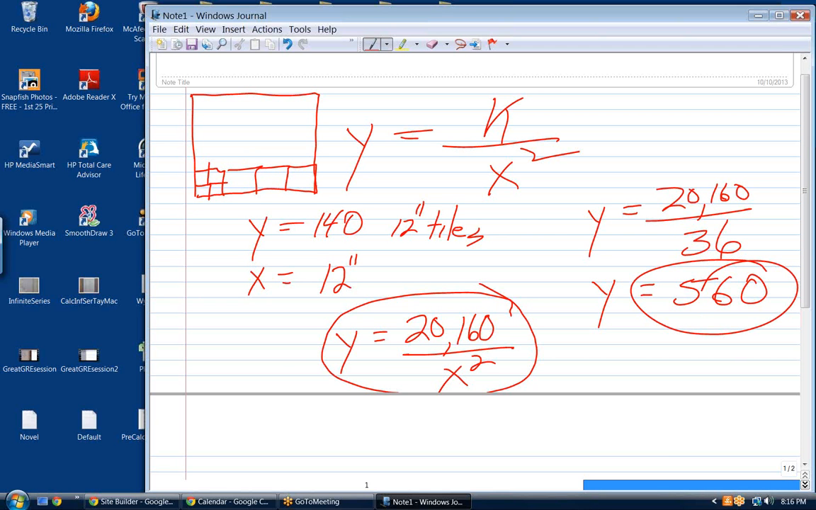I feel like someone could just figure that out by looking at the problem. They could. You could use straight geometry here. You wouldn't have to use this inverse relationship. But it's a good example of an inverse relationship.